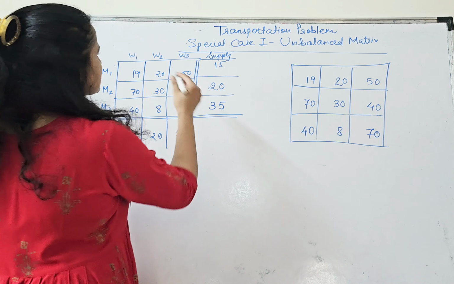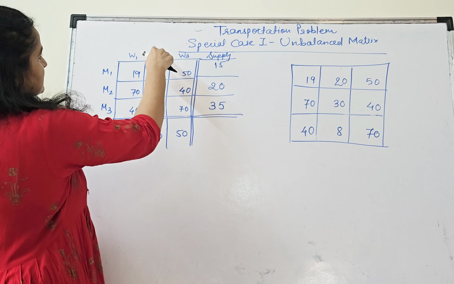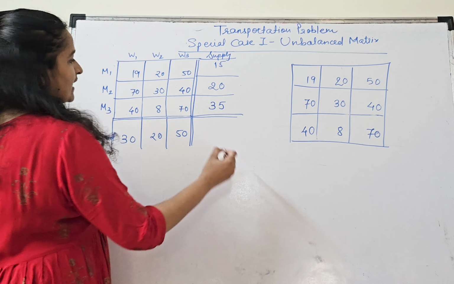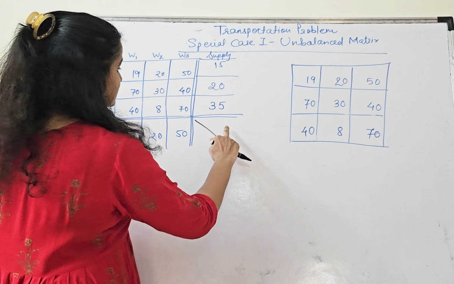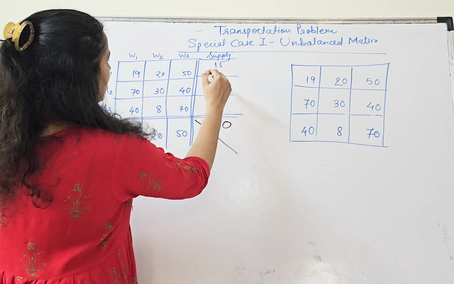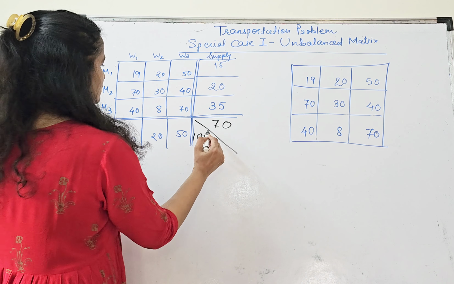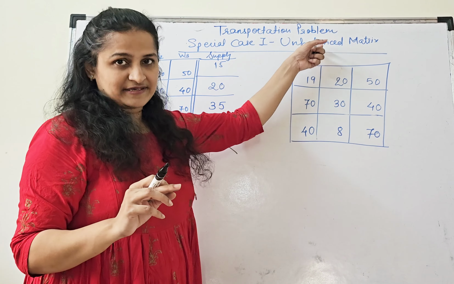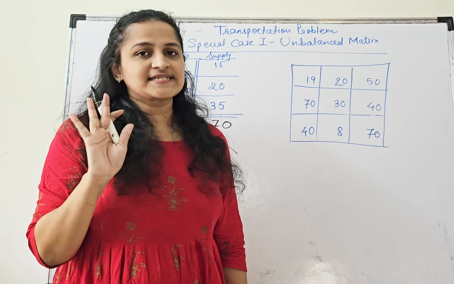Now let's quickly check in this example: these 3 are your sources, these 3 are your destinations. As you know, this is the supply and this is the demand row. Now let's take the total of supply and the total of demand and see if it is the same. If same, then balanced. So the total here is 70 and this total is 100. Yes, so this total is not equal, meaning that this is an unbalanced matrix, right? Before solving this further, we need to balance this matrix.